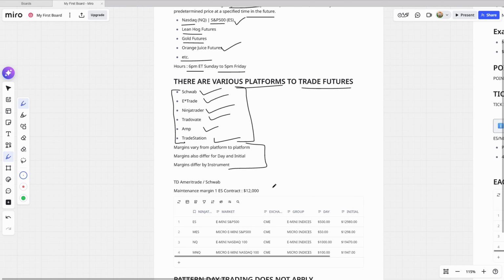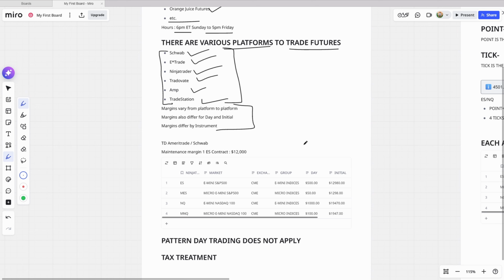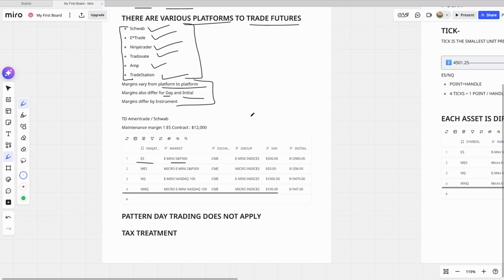Now here's something very important. Margin requirements. Margins vary significantly depending on the broker and the contract you're trading. There are two types of margin you need to understand: day margin and initial margin. For example, if you're trading ES futures on Schwab or TD Ameritrade, holding one ES contract overnight might require over $13,000 in margin. However, if you're day trading through a broker like NinjaTrader, the day trading margin for ES could be as low as $500.